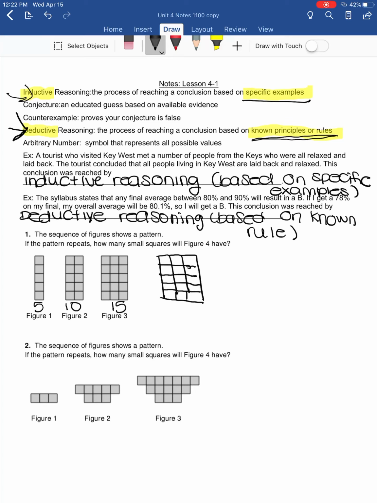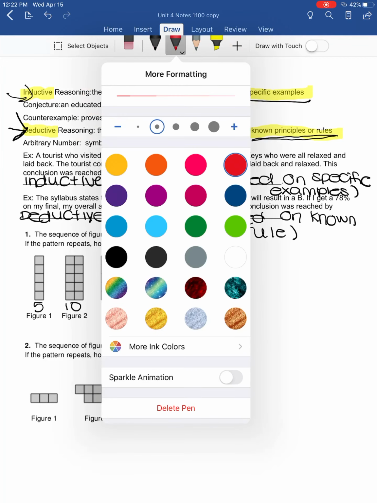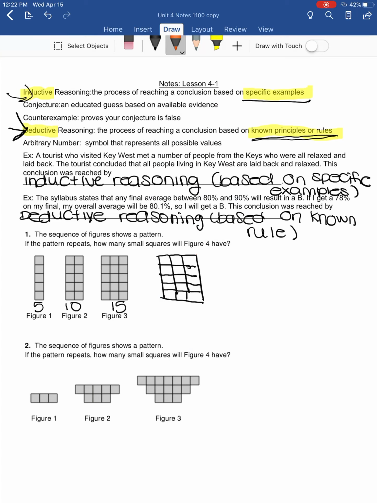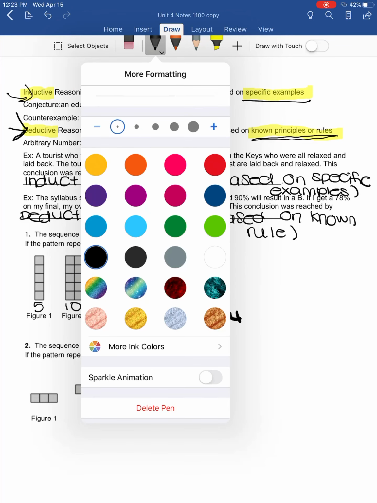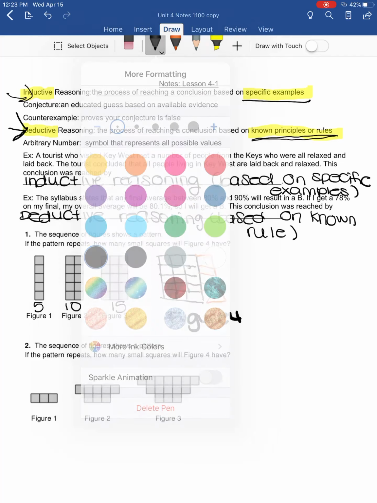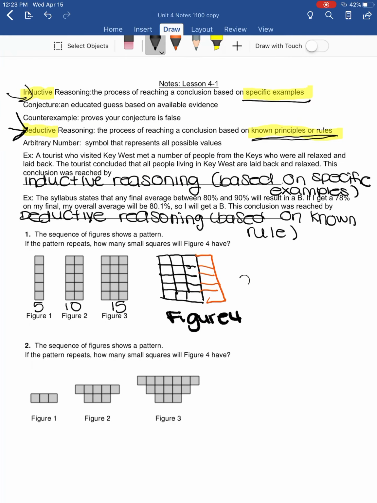So for figure 4, we're going to have our original 3 squares of 5. So that's just figure 3. And then now we are going to add on another row of 5. So that means in total, for figure 4, we are going to have 20 small squares.